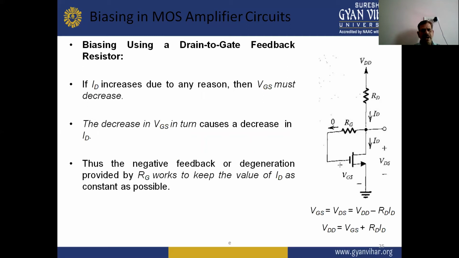And if ID increases for any reason, then VGS must decrease, and the decrease in VGS in turn causes a decrease in the drain current ID. Thus the negative feedback or degeneration provided by RG works to keep the value of ID as constant as possible.